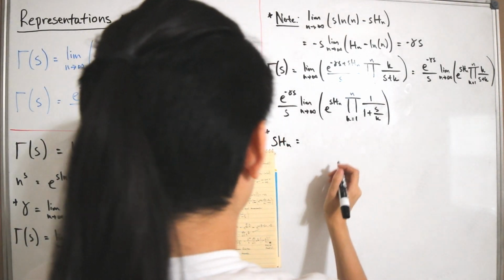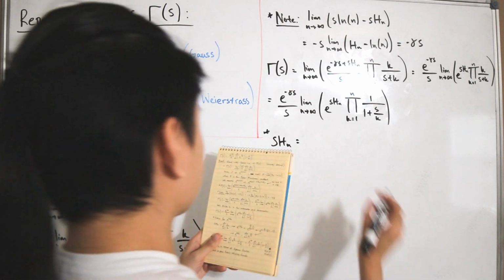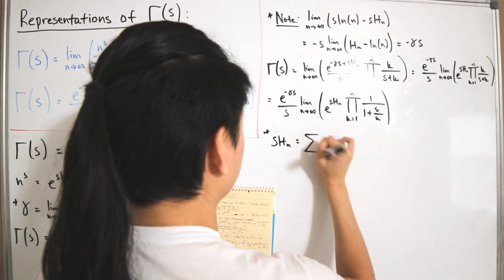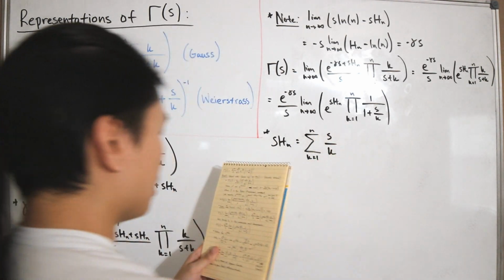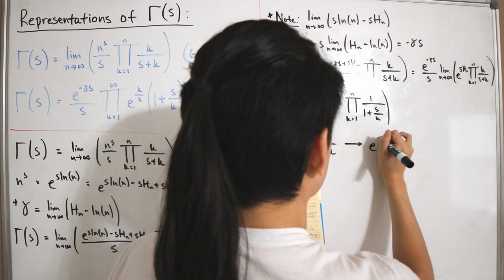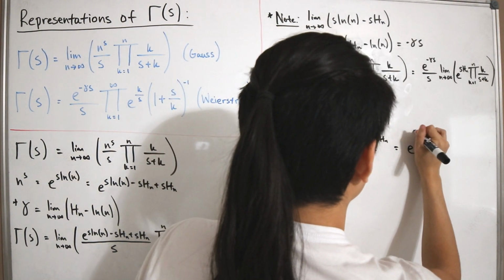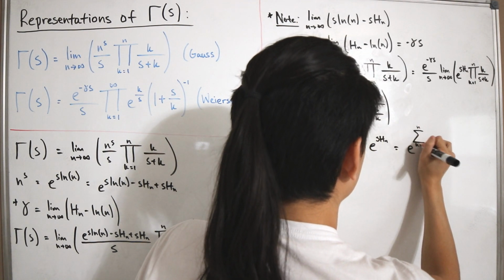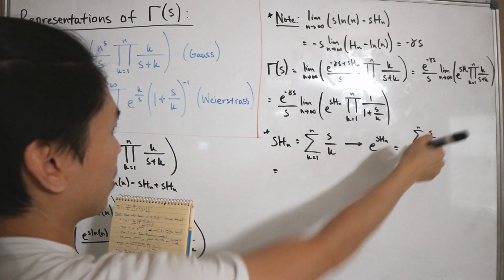In other words, this is the partial sum of 1 divided by k, and then you just multiply by s, since that's just a constant not associated with that. So it's the sum from k equals 1 to n of s divided by k. Now what we can do is take the exponential of both sides. So we have e to the s h sub n. So by continuity, this is e to the partial sum, k equals 1 to n, of s divided by k.